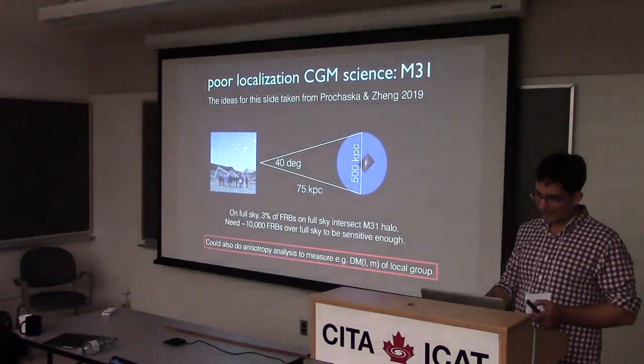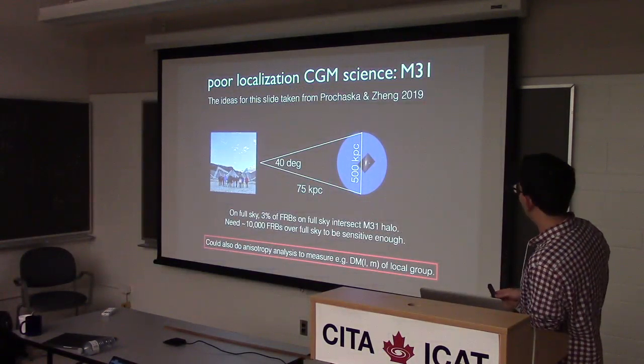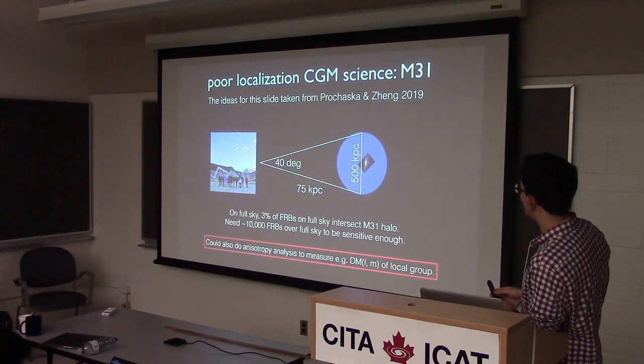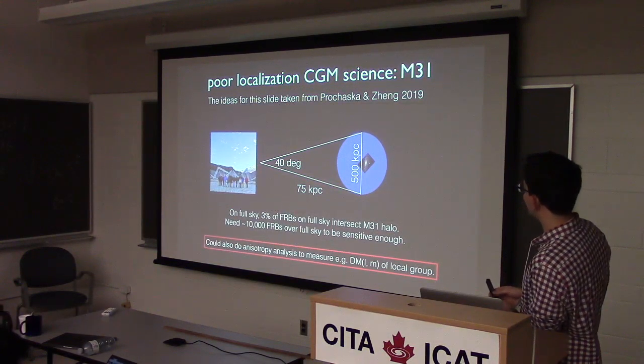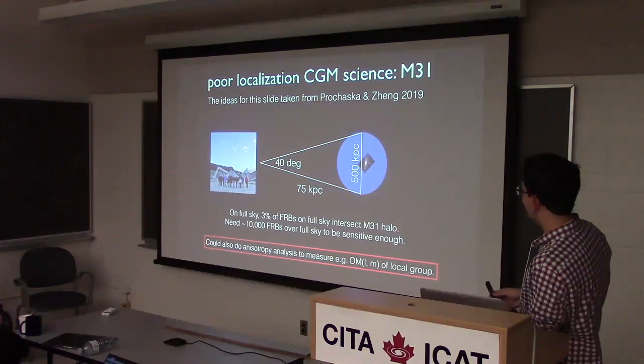All right. And then, since a lot of people here are involved in TIME, I was kind of trying to brainstorm some very poor localization science. And one poor localization science you might be able to do is M31.